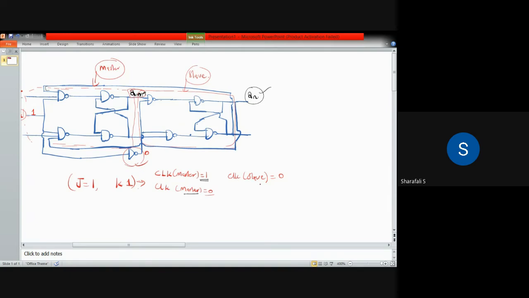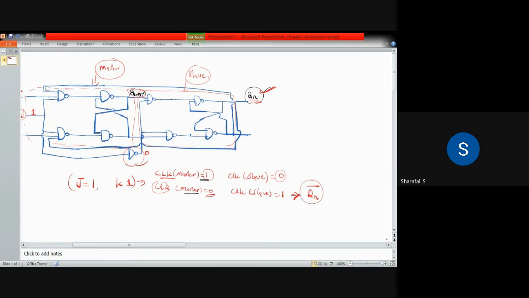Now your slave is at 0, so it will not act. It will not change its output. So Qn remains as it is when you have this master clock equal to 1. At that time your output will remain as Qn. And when your master clock is 0, your slave clock will become 1. In this time, your output is going to toggle. If you previously had the state Qn, that will be toggled into Qn bar.